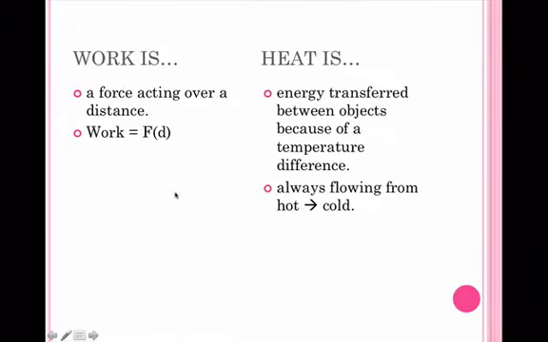All right, so work. Work and heat we just talked about. Energy is a combination of work and heat. So work is a force acting over a distance, and there's the definition. Work is force times distance. And heat is the energy transferred between objects because of the temperature difference. And you need to know that heat always flows from hot to cold. So from the hotter object to the cooler object.